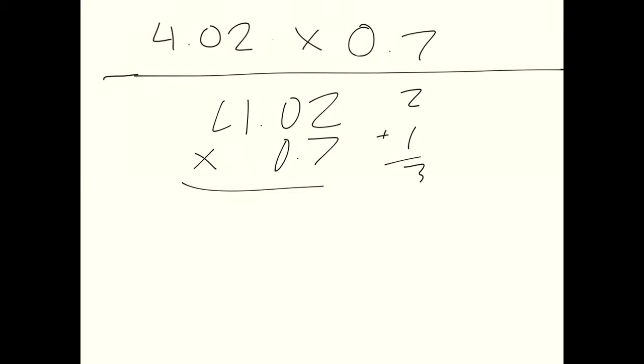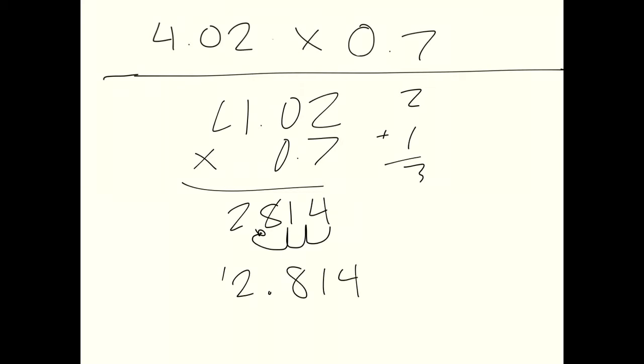2 times 7 is 14, 0 times 7 is 0, plus 1 is 1, and 4 times 7 is 28. And so you're going to move the decimal places 1, 2, 3. So your answer will be 2.814.